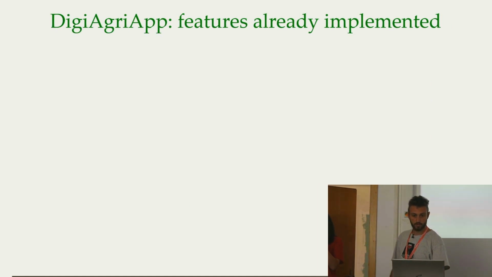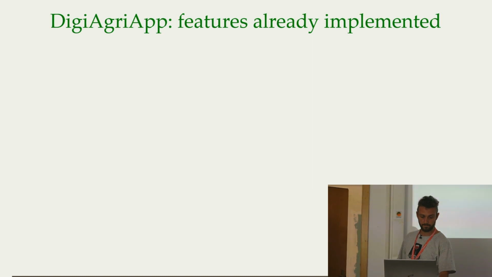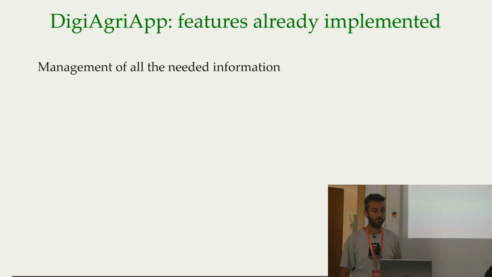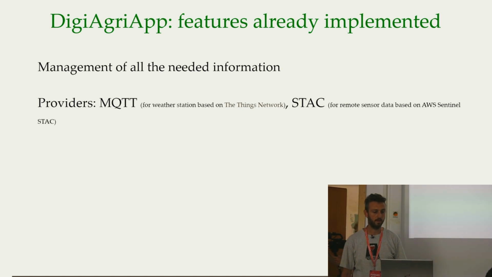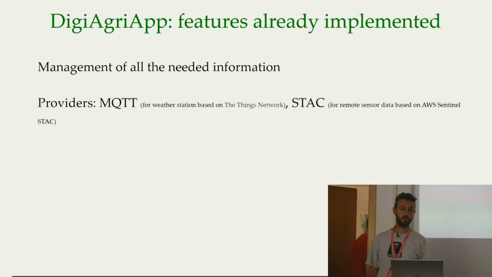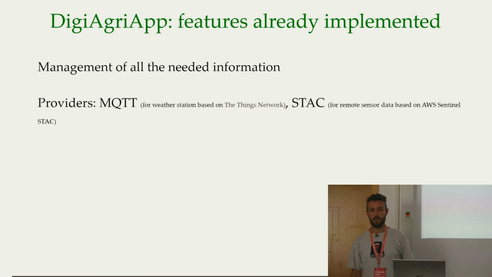So, what we already implemented. The management of all the information that I showed you before. These are the providers we already created. One is MQTT. MQTT is a service to share small data in IoT.